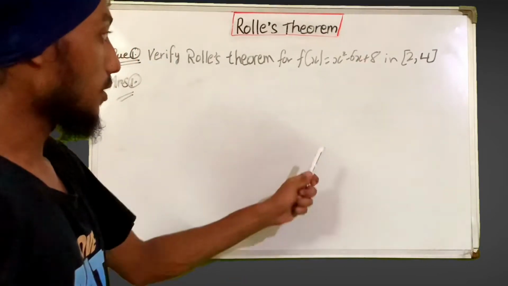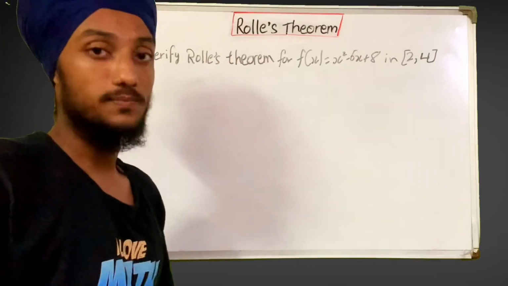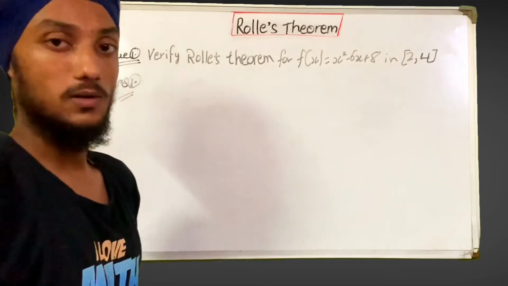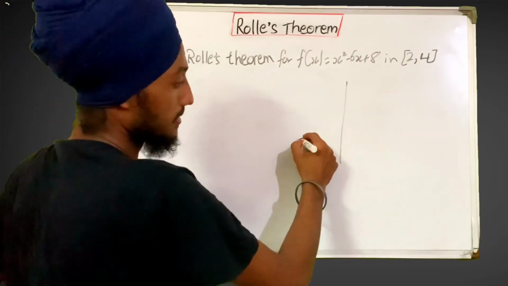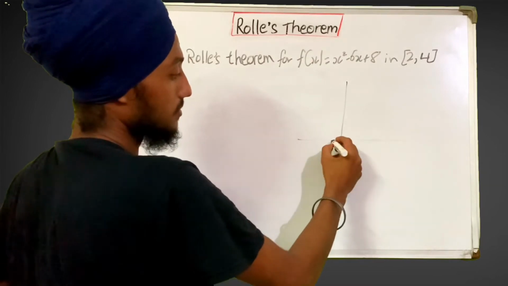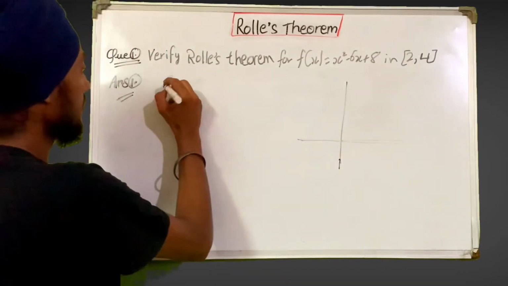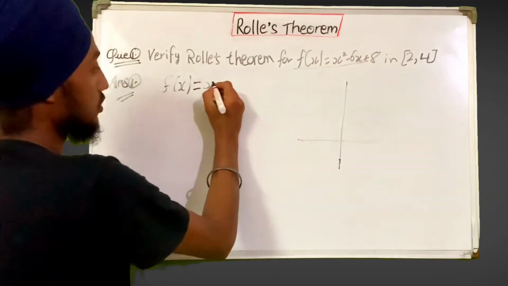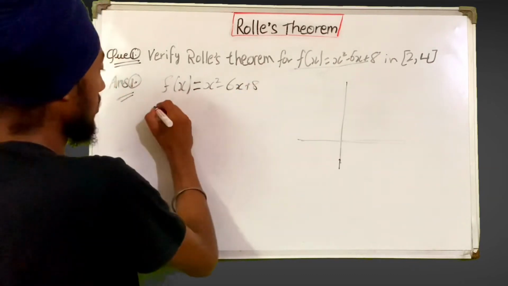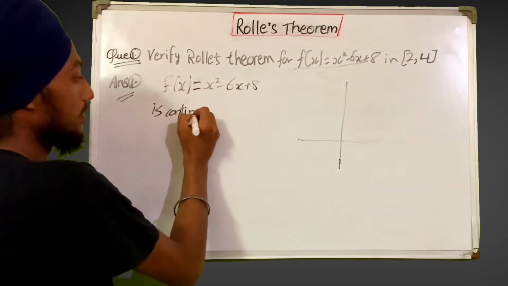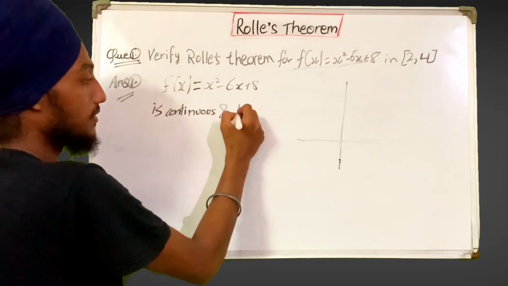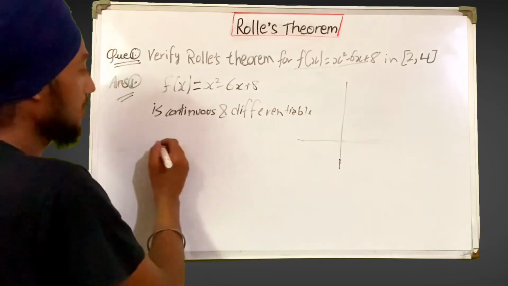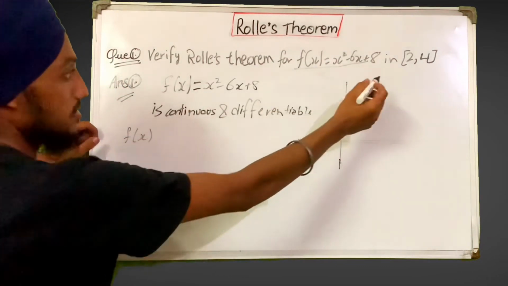In this problem, we are given a quadratic polynomial and we have to determine whether Rolle's theorem is applicable in this interval or not. So let's draw this graph first of all. Cases 1 and 2 are applicable because it is a polynomial. It must be continuous for any real number and differentiable at any point. So the first two cases are satisfied.